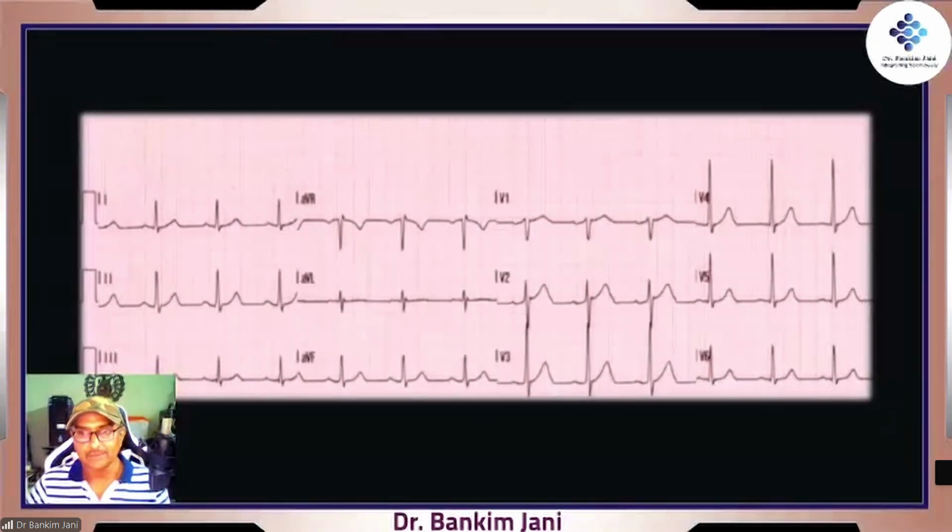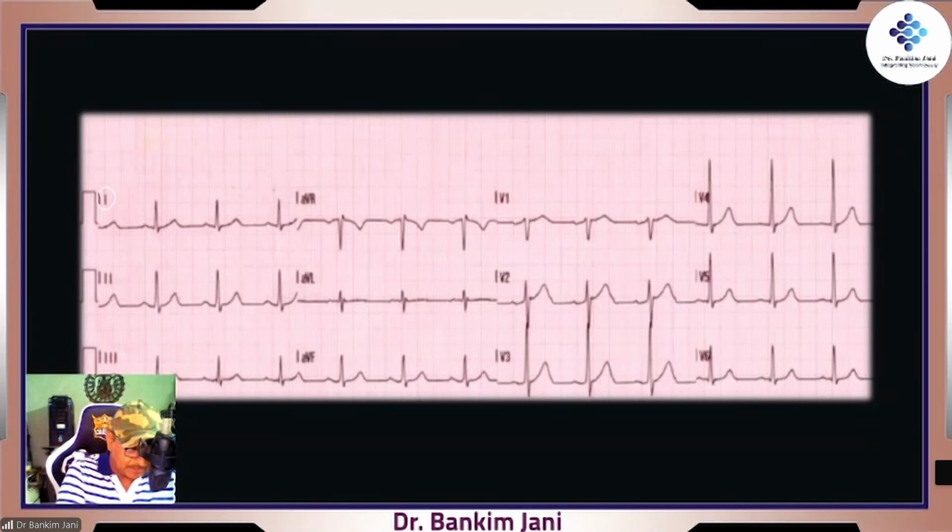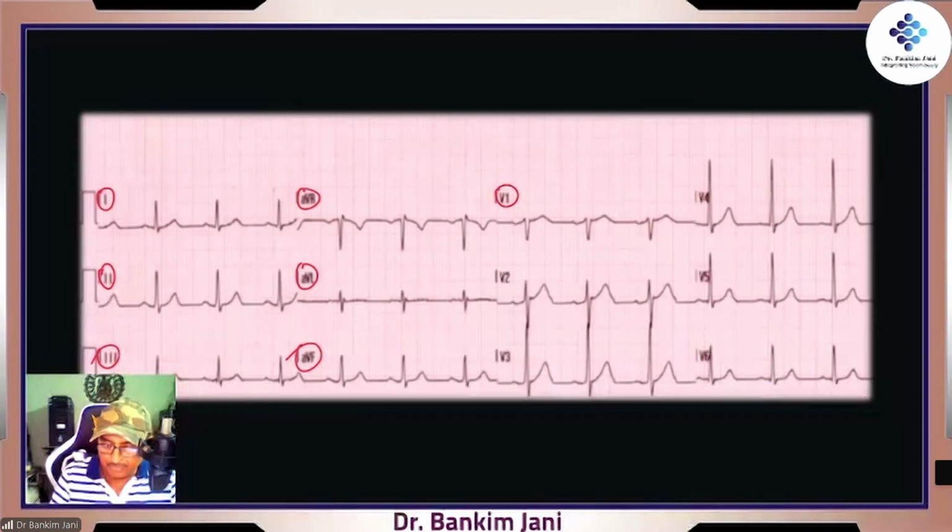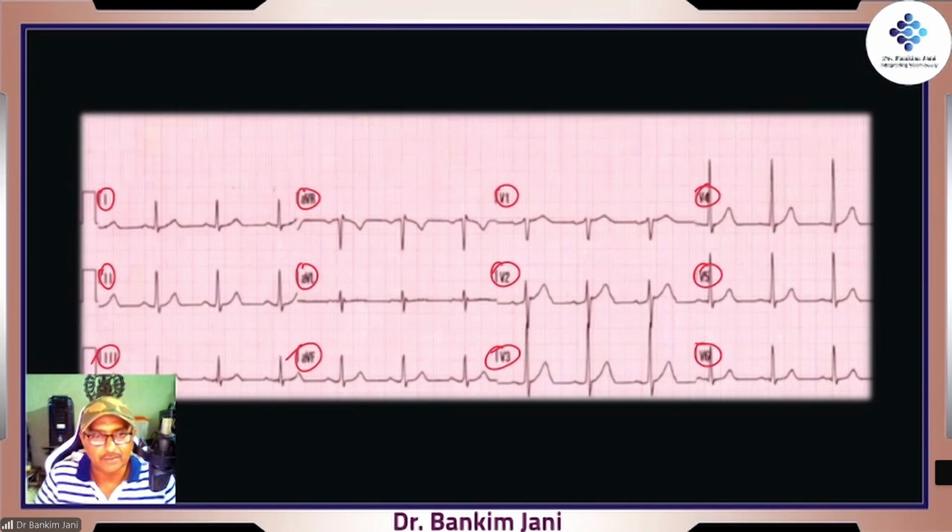Let's start with the ECG part. This is the first look. This is how the ECG would look like. This is lead 1. This is lead 2. This is lead 3. Then this is AVR, AVL, AVF, V1, V2, V3, V4, V5, and V6. So everything is arranged properly. I just zoom.